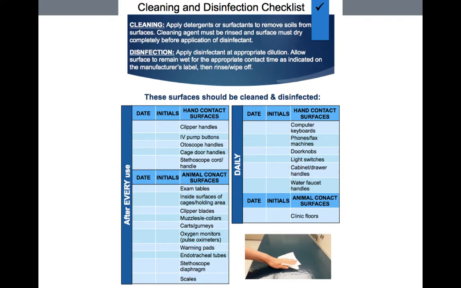It can be helpful to create a hospital-specific cleaning and disinfection checklist like the one shown here. It makes sense to clean and disinfect certain surfaces found in veterinary clinics on a daily basis, such as doorknobs, cabinet and drawer handles, and buttons on phones or fax machines. Other surfaces that come into close contact with different animals, however, require more frequent cleaning and disinfection. Surfaces such as stethoscopes, exam tables, muzzles, and scales should be cleaned and disinfected after every use.